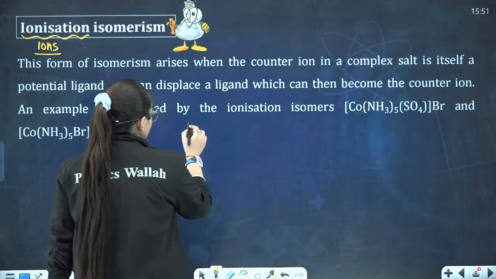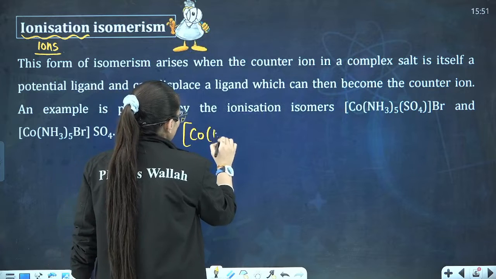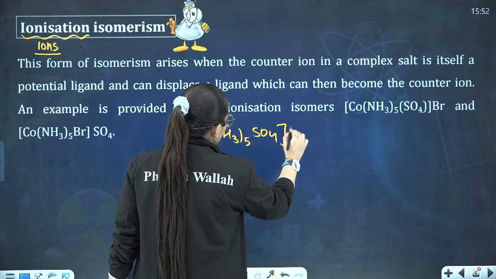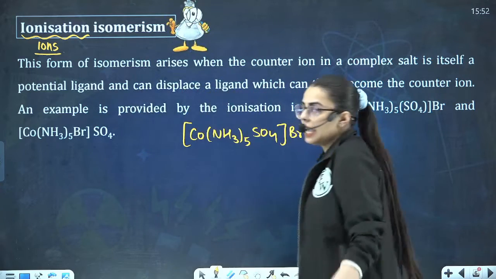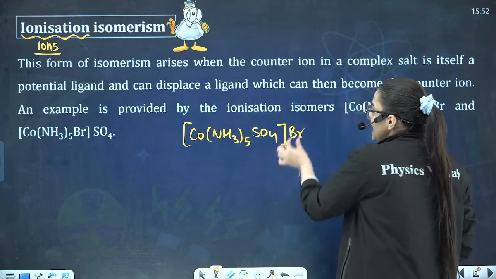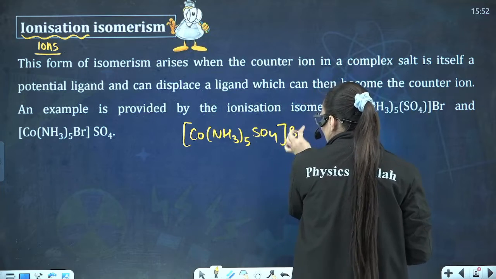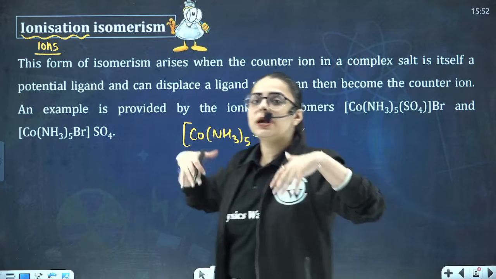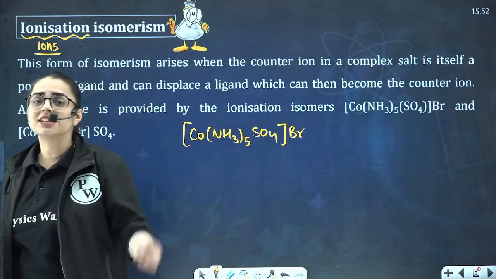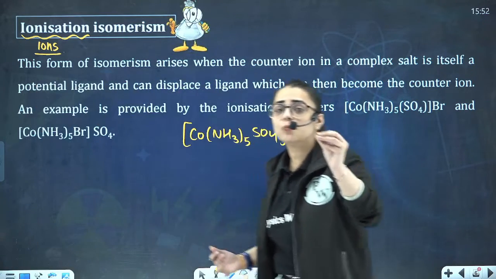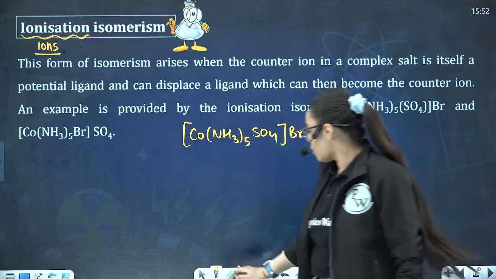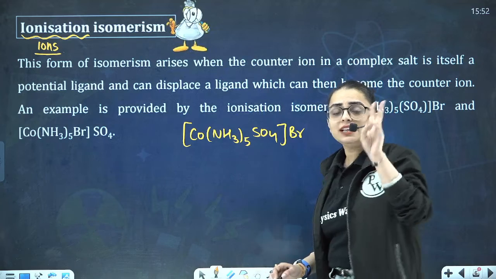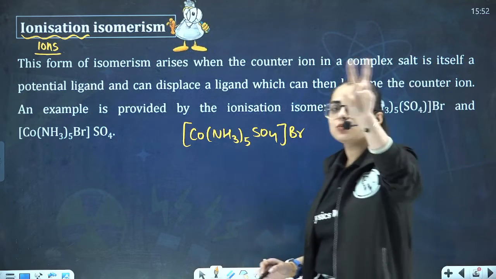Let us take a certain example, that is [Co(NH3)5SO4]Br. This is one of the examples. Now what I'm going to do is take this bromine ion and replace it by the ligand, that is SO4. So I shall get my new isomer, which shall be referred to as ionization isomerism. Are you getting my point? Here we are going to interchange the position of the ion as well as the ligand.